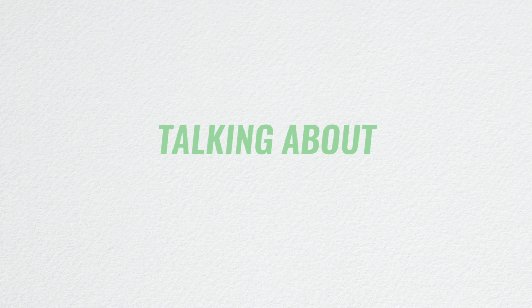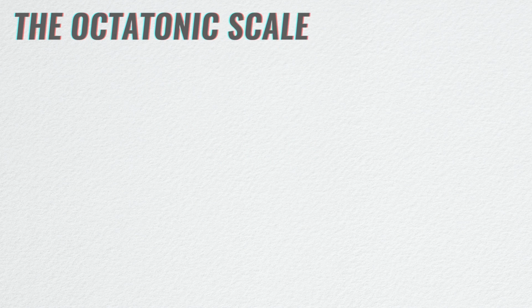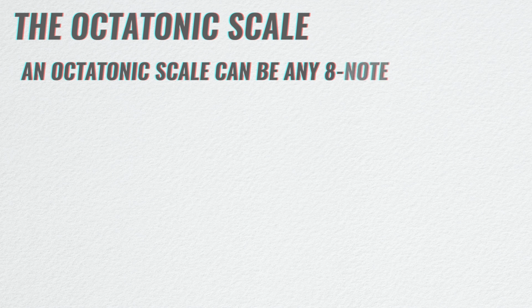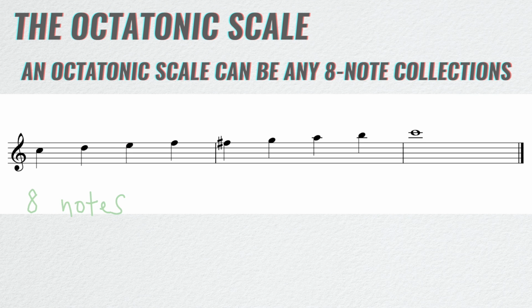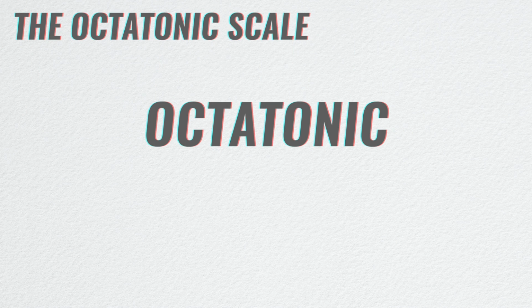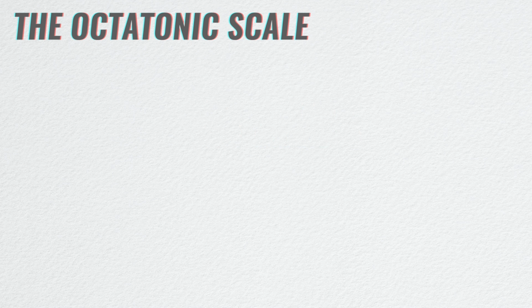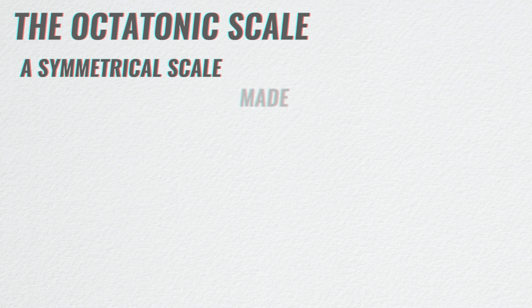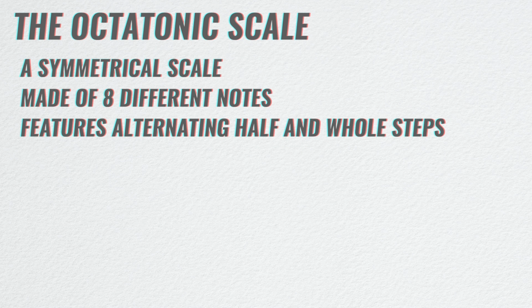Today we're going to be talking about the octatonic scale. Generally speaking, when people talk about an octatonic scale, they can be referring to any 8-note collection, since the prefix octa means 8. But in today's class, we'll be covering the octatonic scale or scales. The octatonic scale is a symmetrical scale that has 8 notes featuring alternating half and whole steps.